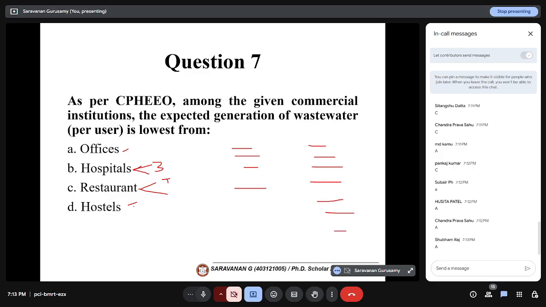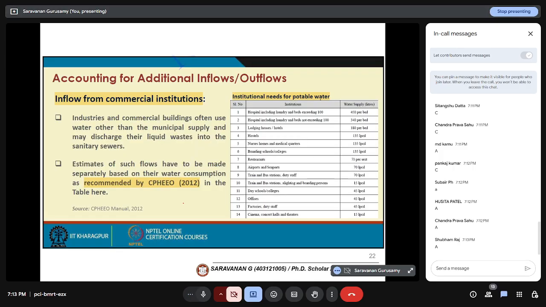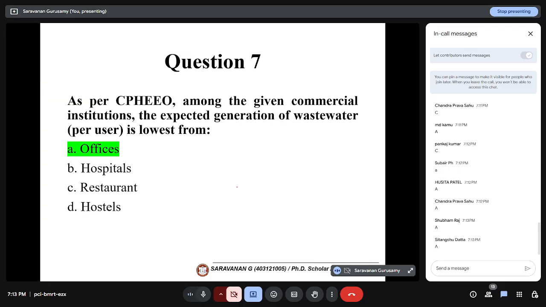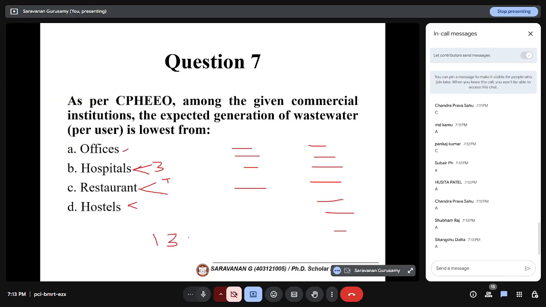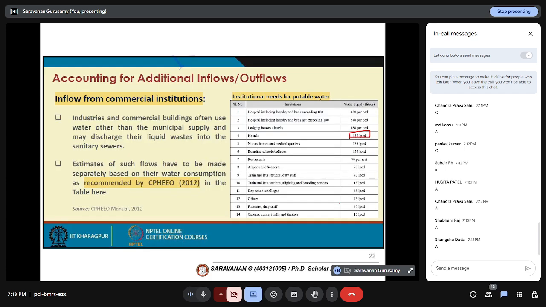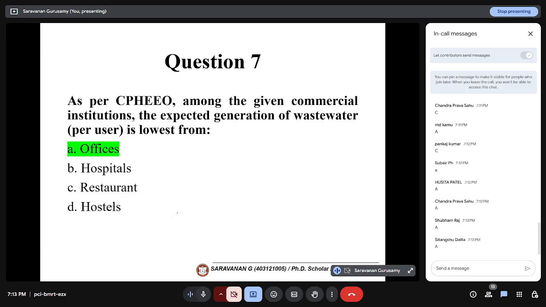Hostel, offices. Hostel also requires water. We can see hostel requires 135 because again people are living. So living areas will always require 135 liters per day. That is the water we are supplying for any households and also for hostels. So offices require lesser water. Lesser wastewater generation is also directly proportional, because in offices we are not staying. We are simply doing our work and only for recreational purposes we need water. So offices will handle only 45 liters per capita per day per person. So as per the CPHEEO manual, in the given options, office requires lesser water.